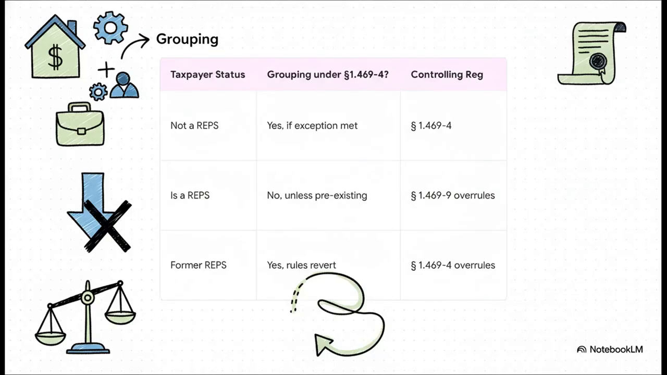Look, if you're not a real estate professional, it's simple. The regular grouping rules in 1.469-4 apply. No problem. But the moment you become a real estate professional, everything changes. The REPS rules in 1.469-9 take over, and they generally say, no, you can't group your rental with your business. There's one tiny exception. If you already had a valid grouping in place before you became a REPS. And then if you stop being a REPS, the power switches back to the old 1.469-4 rules. It's a really complex dance between these two regulations that you have to get right.